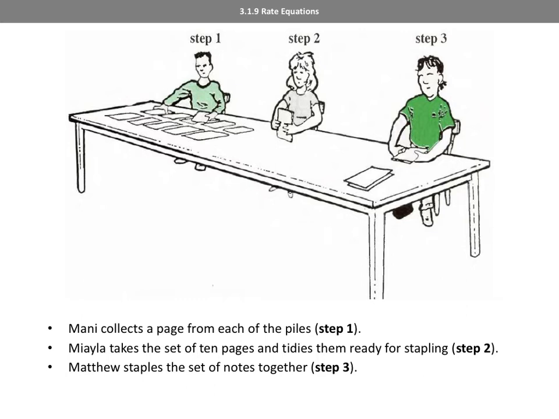So I hope it's obvious that step 1 in this process is the one that determines how quickly the complete sets are made, because that's clearly the slowest step of the 3. So I need to speed up the slowest step. That's really what I need to do if I'm to compile the complete set of worksheets faster.